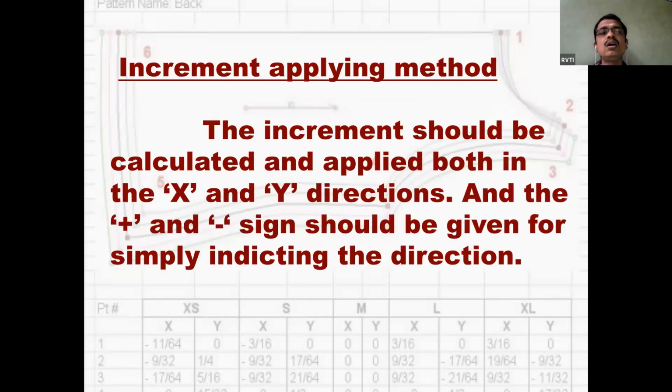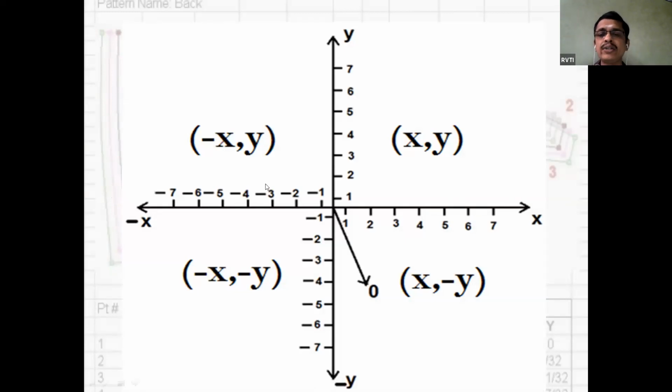Okay. So the increment should be calculated for each and every point. That only we are going to discuss. The increment applying method: the increment should be calculated and applied both in X and Y direction, and the positive and negative sign, plus or minus sign, should be given simply to indicate the direction. See, normally first we have to calculate the increment, and then we apply the increment. How we calculate it, I am going to explain with one example also. And first you have to understand the terms size interval and increment, then how we implement and apply the increment in this method.